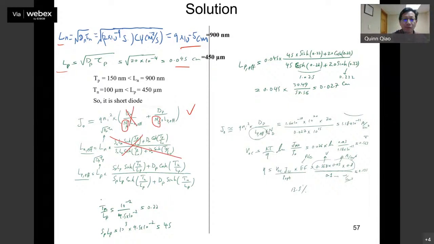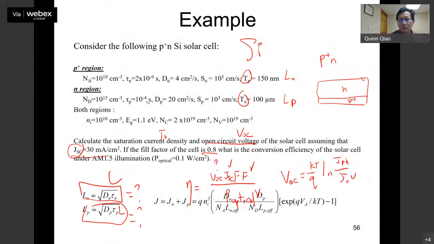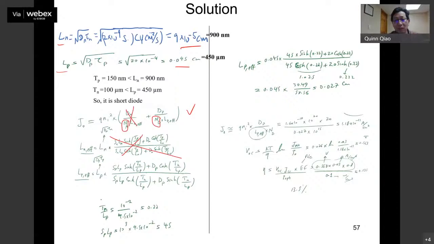You also know Dp, which was given to you. You need to use the same unit, or the unit will be centimeter squared, then divided by the length here, which is also in centimeters. Now you'll be able to get J0. Once you have J0, you plug J0 here, with Jsc, Jph with Jsc, and then kT over q. You know that. You figure out that it's about 0.563 V.